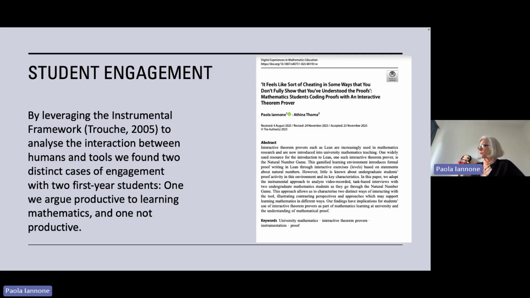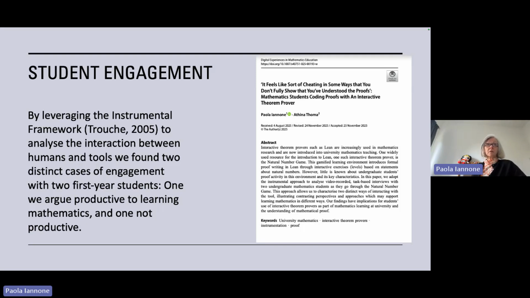So we interviewed 4 students, I think about between 8 and 12 times each. So this was kind of longitudinal studies, in that sense. And we put the students through the natural number game. Again, this was a task-based interview where the students were asked to talk aloud as they were going through the game.